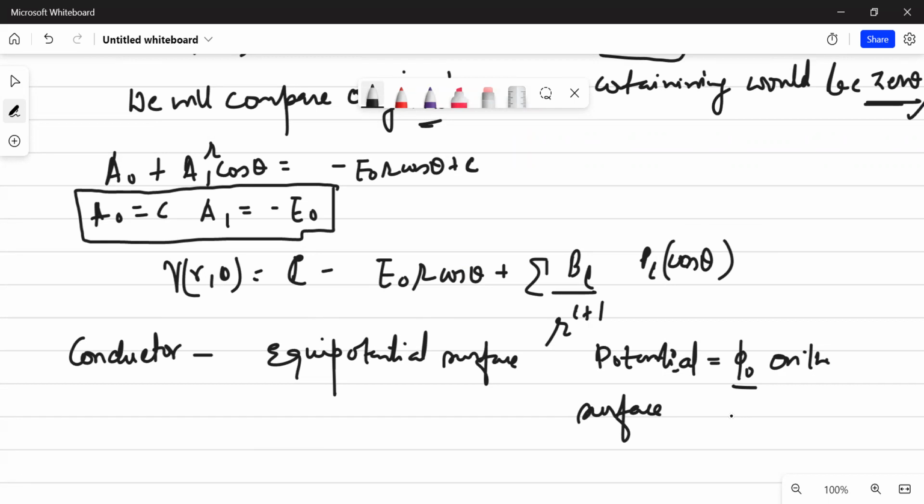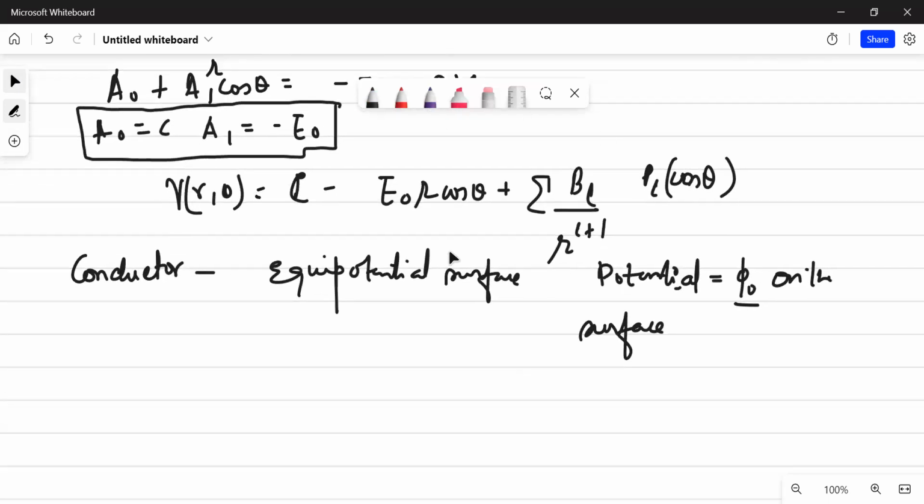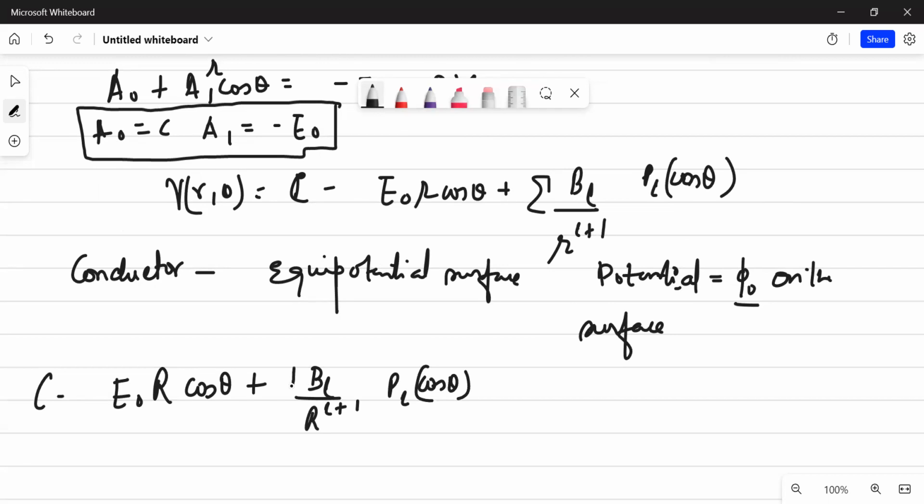He's saying why not take potential to be zero? Because after all, it is an equipotential surface. So you just take potential zero. So he's also right, but I'm taking it as phi naught. Is that clear? So I know that my potential on the surface is phi naught, and I know that potential anywhere outside is given by the above expression. So what I will do, I will simply write at r equals capital R, this is equal to phi naught. So I'll write C minus E naught R cos theta, and then I will simply write BL upon R raised to power L plus 1, times PL of cos theta, with summation implied, and this will be equal to phi naught. Is that clear?